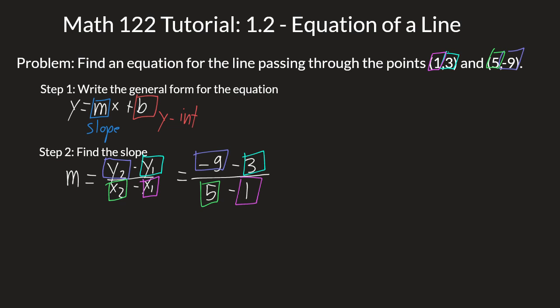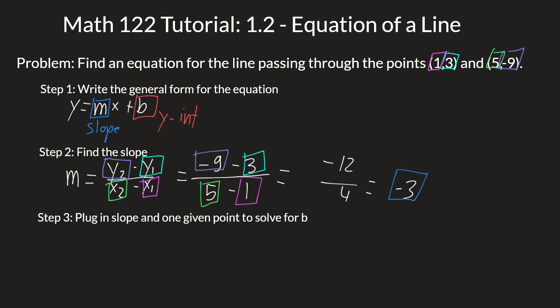All right, all that we have to do now is actually calculate this out. So negative 9 minus 3, this is going to be negative 12. And then 5 minus 1, this is going to be 4. So our slope is going to be, well, 12 over 4 is 3. It's going to be negative 3. And this is going to be our slope, m.